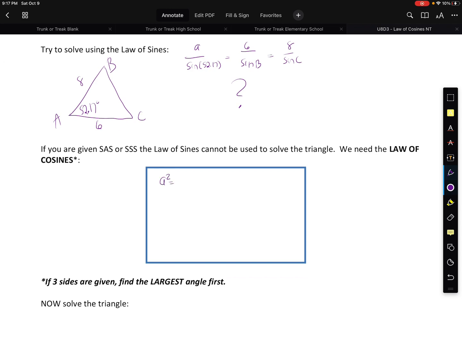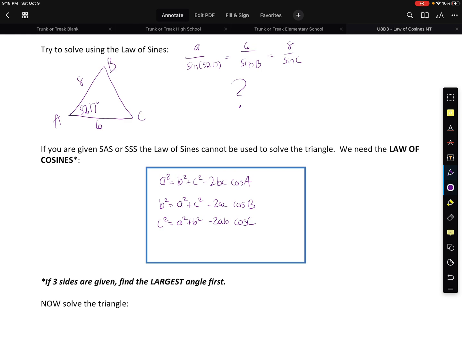There are three different ways it can be written, but really it's the exact same thing. A squared equals B squared plus C squared minus 2BC cos A. And then by changing the letters around, B squared equals A squared plus C squared minus 2AC cos B. C squared equals A squared plus B squared minus 2AB cos C. All right, this is our new rule, law of cosines.